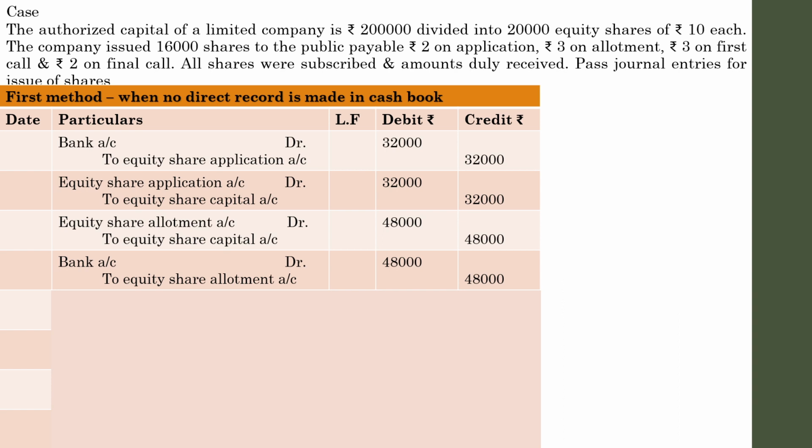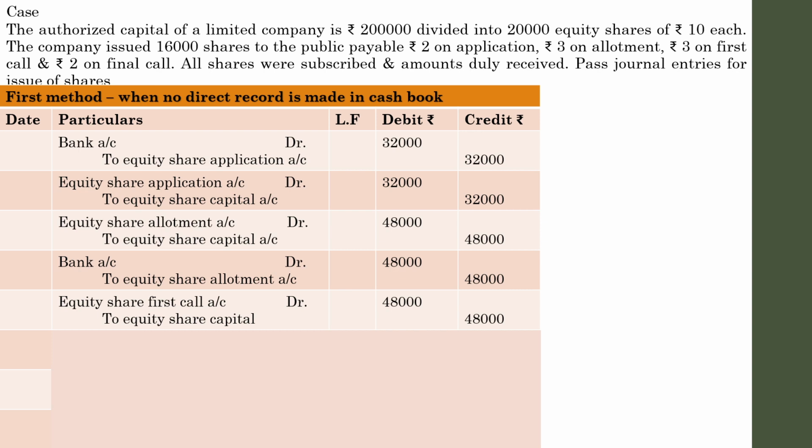Next one, first call. Again the same procedure, due entry: equity share first call account debited to equity share capital, 3 rupees, 16,000 shares, so 16,000 into 3, 48,000. Its narration will be: being share first call due on 16,000 shares at rupees 3 per share as per the resolution of the board of directors. So we have passed the due entry with regard to equity share first call.